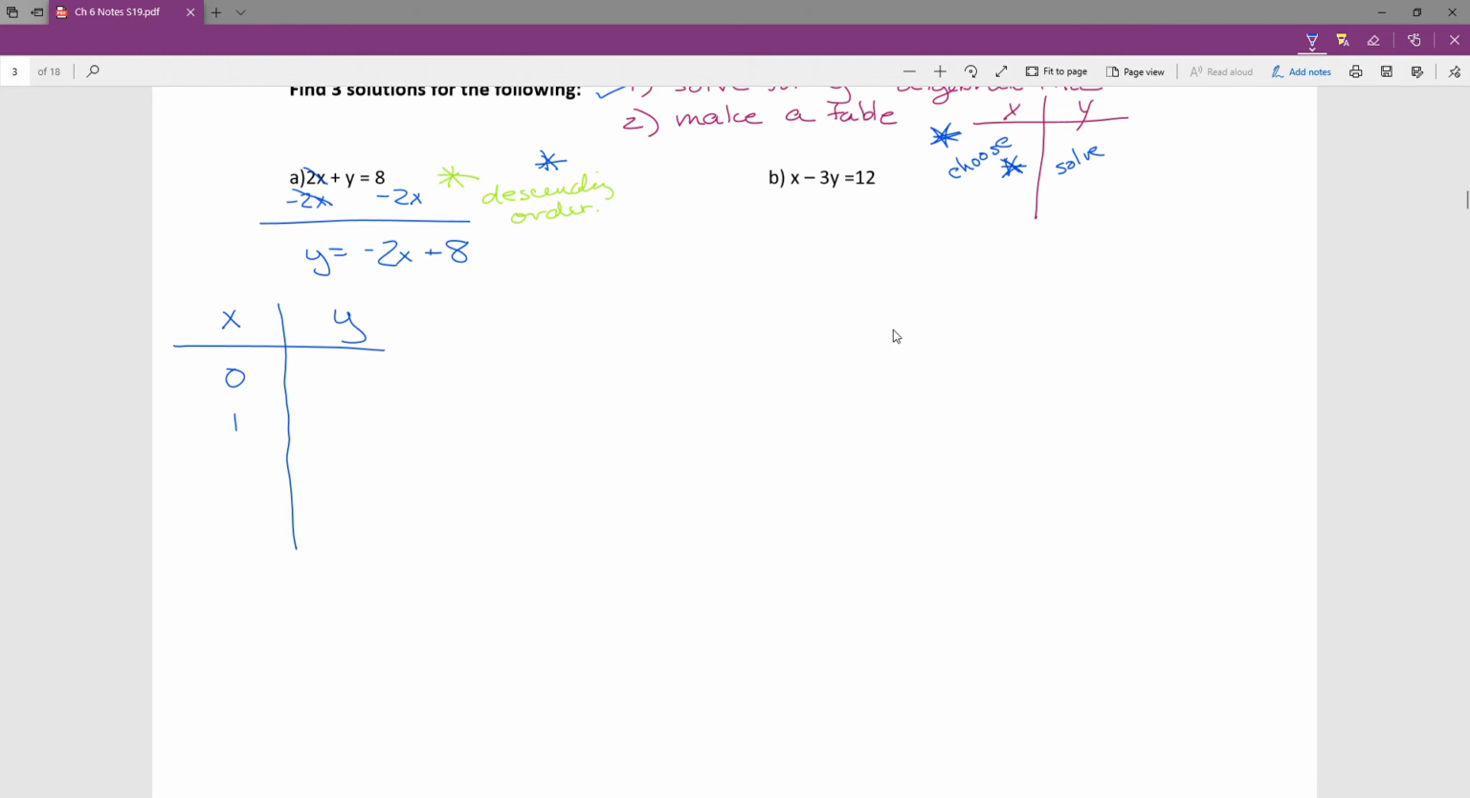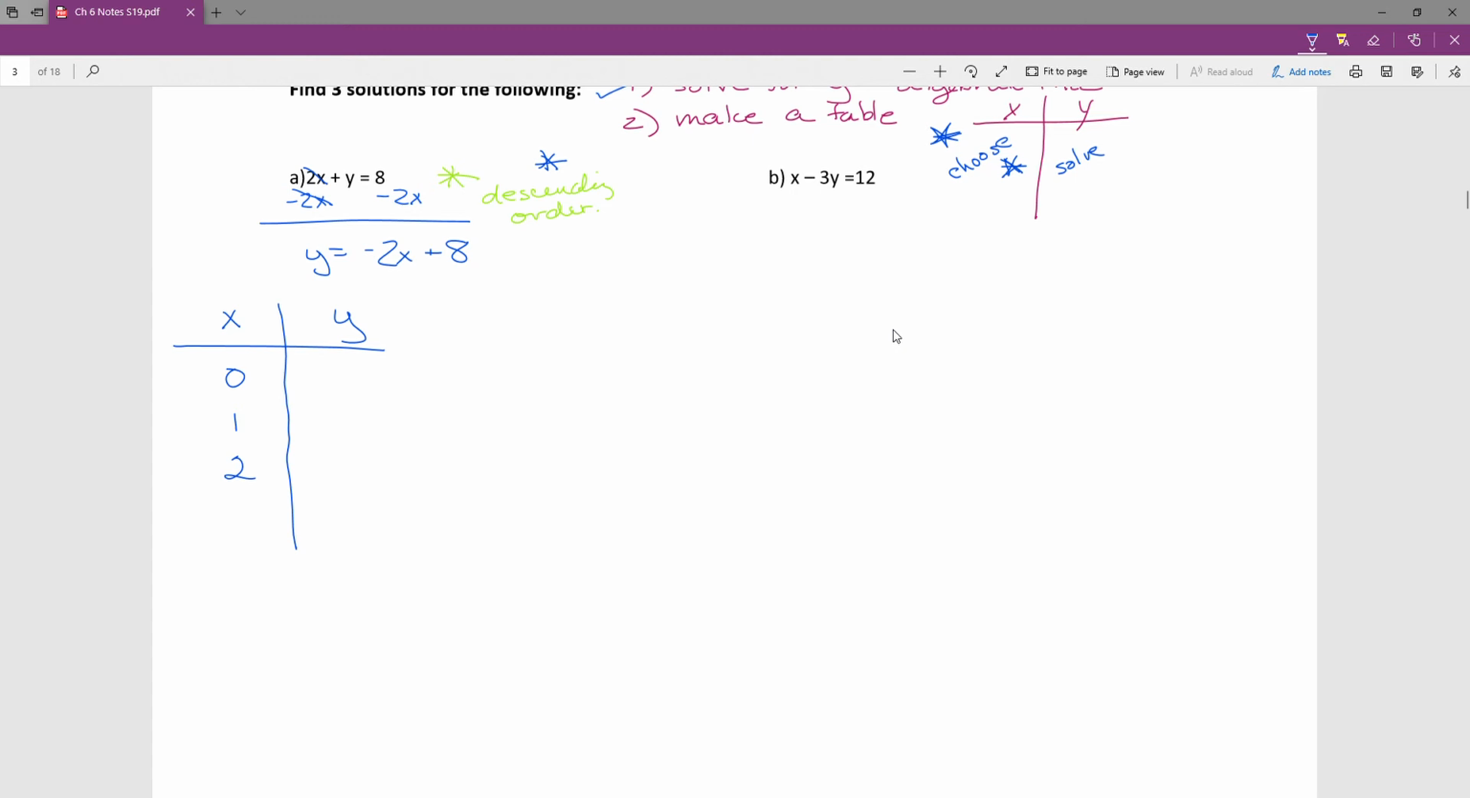You can pick any numbers that you want. You can pick your favorite number. If your favorite number is 18, pick 18. It doesn't matter. When you do questions like this in the homework, the back of the book will say answers may vary, because there literally are an infinite number of solutions that satisfy this linear equation.